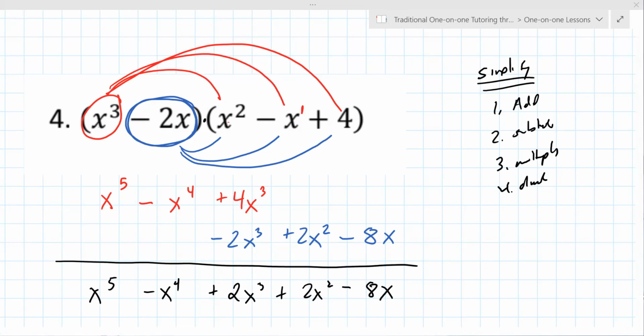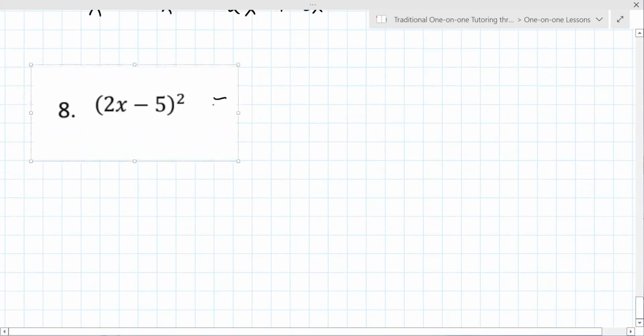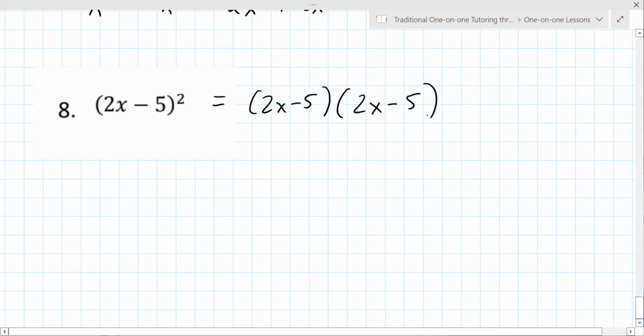Now I'm shocked that a problem like number 8 is on here. Maybe it's there just to see if you're paying attention. Do you just distribute the exponents to both? That is the mistake. That's the classic mistake on this problem. You're actually supposed to write it out, and then foil.